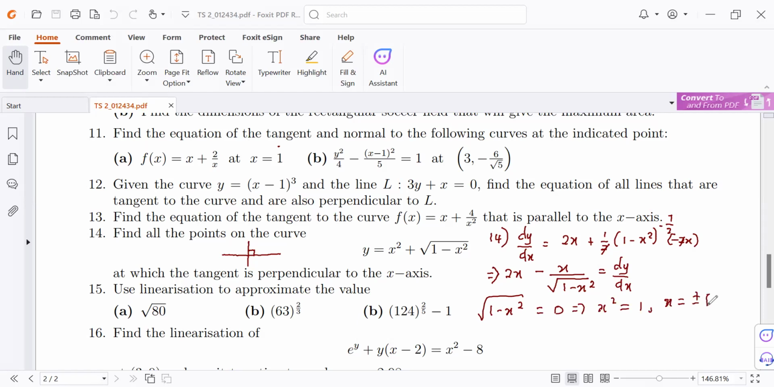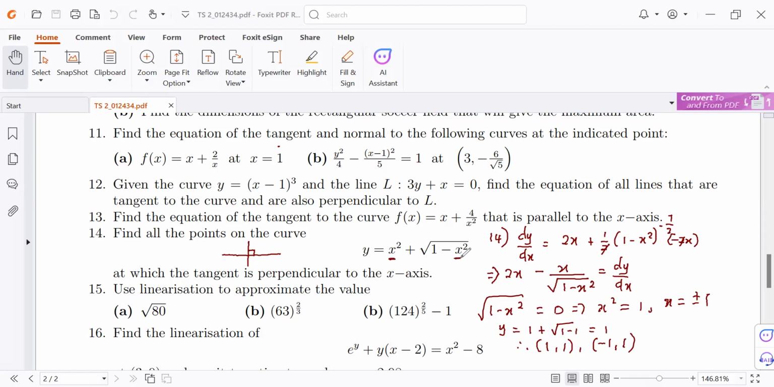We take x into the original function. What will be y? When x is 1, we get 1 plus the root of 1 minus 1, which is just 1. So we're going to have 2 points. Point 1 will be (1, 1). Point 2 will be (negative 1, 1), because even if I put negative 1 here, I will square it, so I'll get the same value. So it will be (1, 1) and (negative 1, 1).